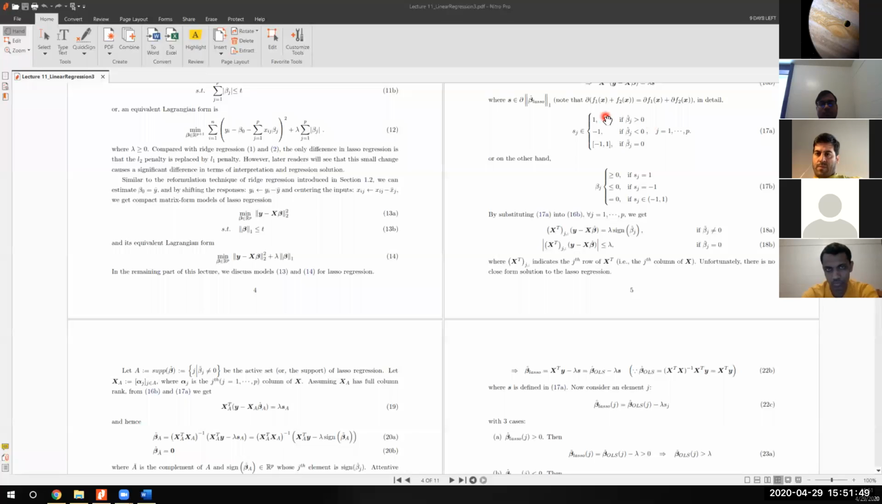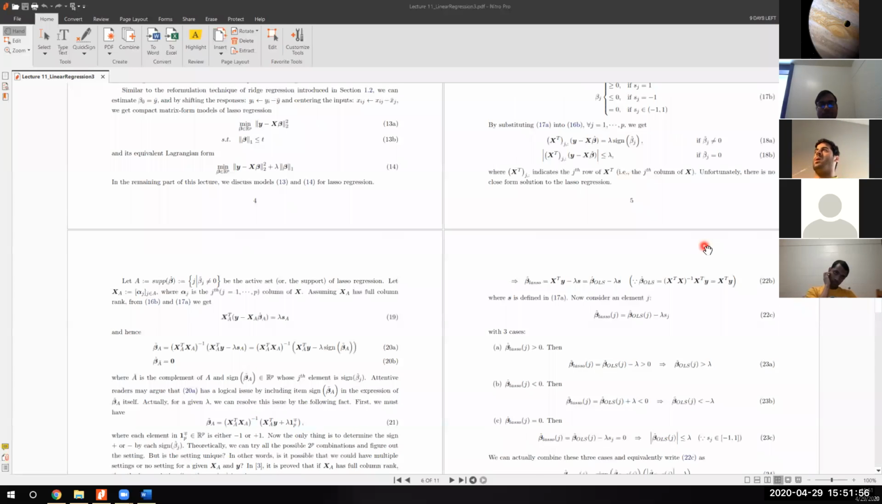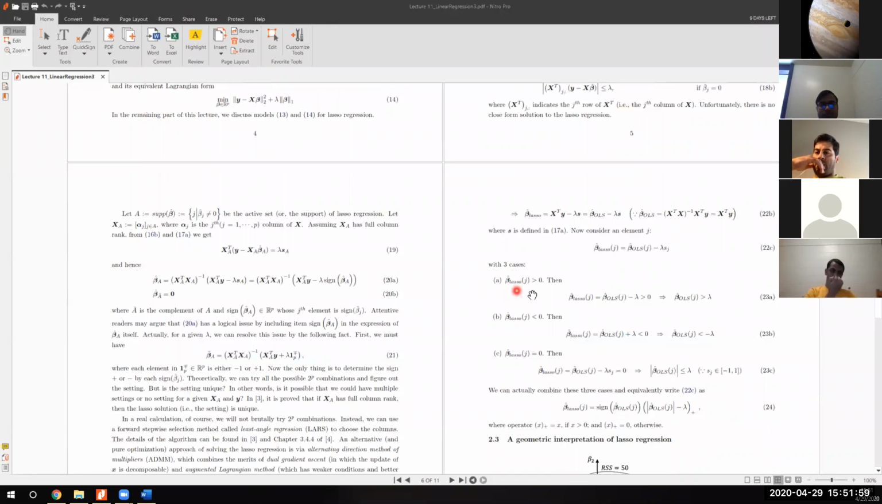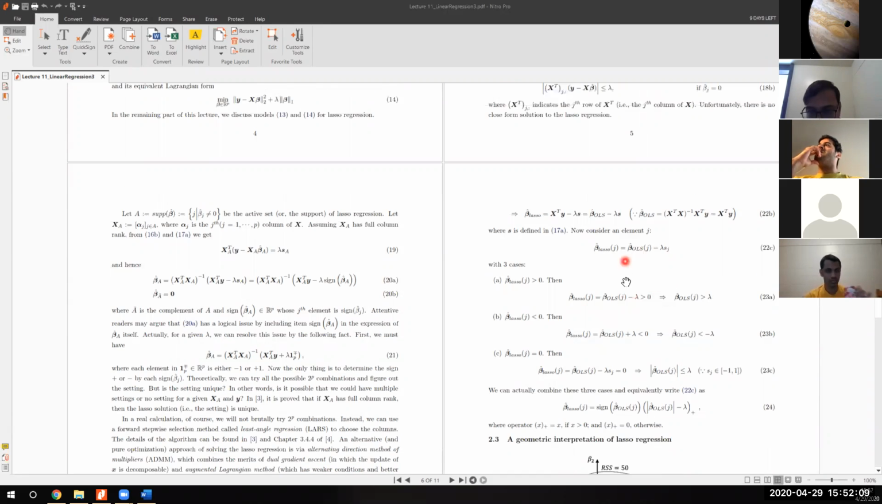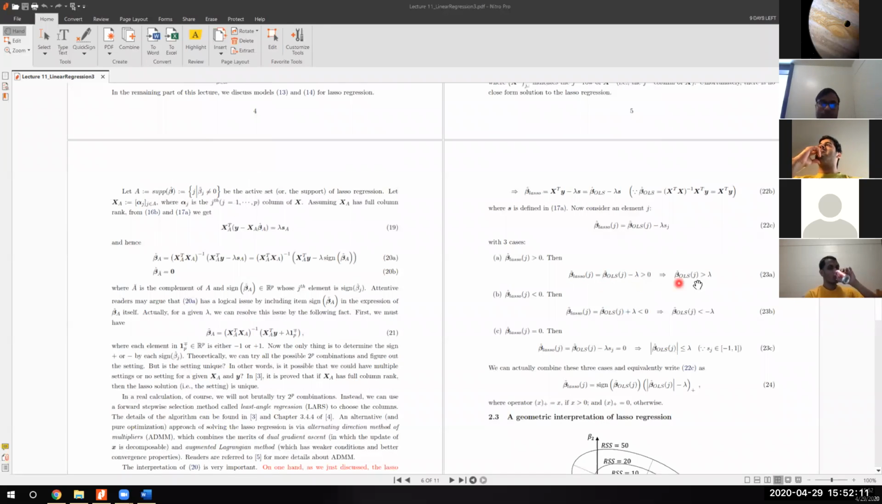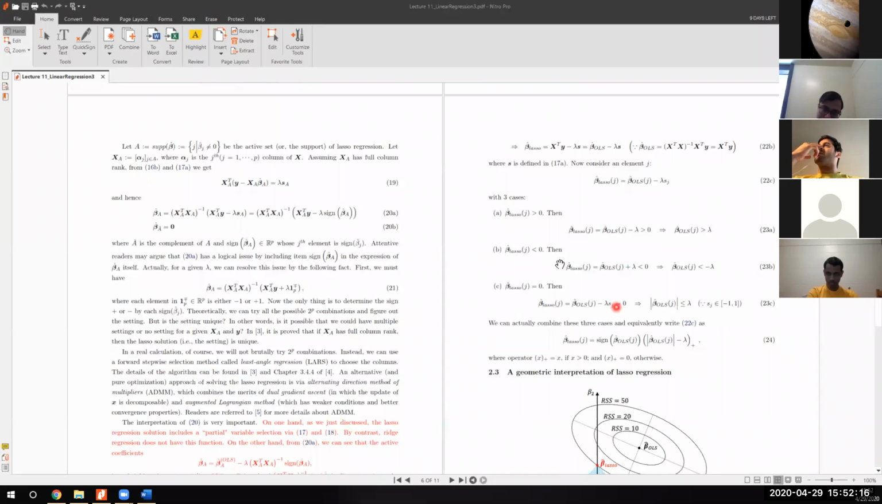If beta is greater than 0, then 1. If beta is less than 0, then negative 1. If beta is 0, then any number in this interval. Now let's discuss the three cases, which is beta is greater than, less than, or equal to 0. If beta is greater than 0, what do I have? I have this one equal to this one minus lambda. It's greater than 0, so that I have OLS j must be greater than lambda. For the second case, if my beta j is less than 0, so this is less than 0, so that I have this one is less than or equal to negative lambda.